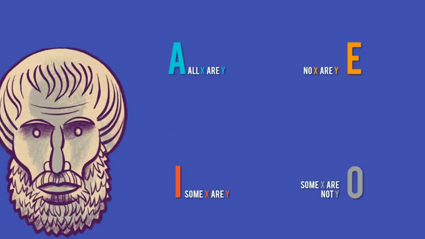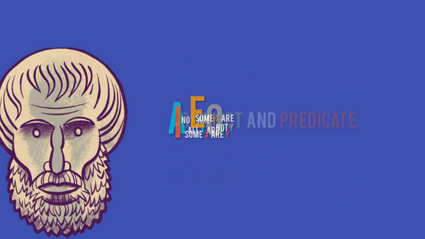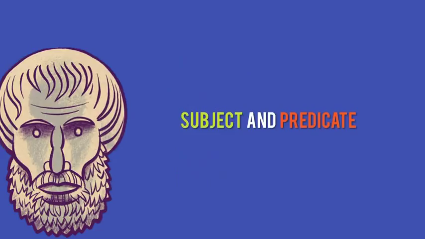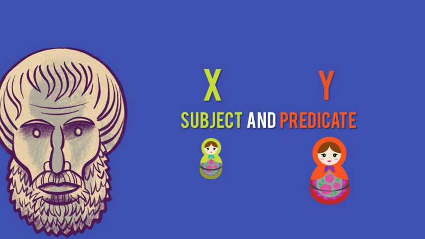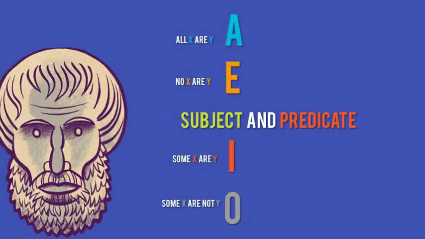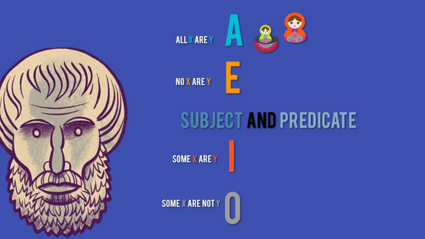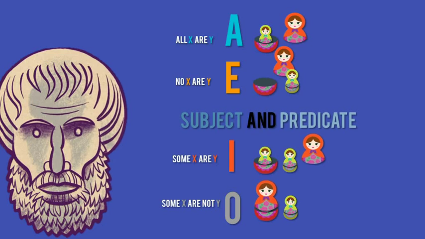All right, so the first step is to realize that all statements, A, E, I, and O, share a similar structure, and that structure is just basic grammar. Every full sentence has a subject and a predicate. So in our example, let's make the green doll the subject and the red doll the predicate. And we'll also use the variables X and Y. All right, so going down the list, all the green dolls are in the red dolls. That would be A. E would be none of the green dolls are in the red dolls. Okay? I would be some of the green dolls are in the red dolls. And O would be some of the green dolls are not in the red dolls.